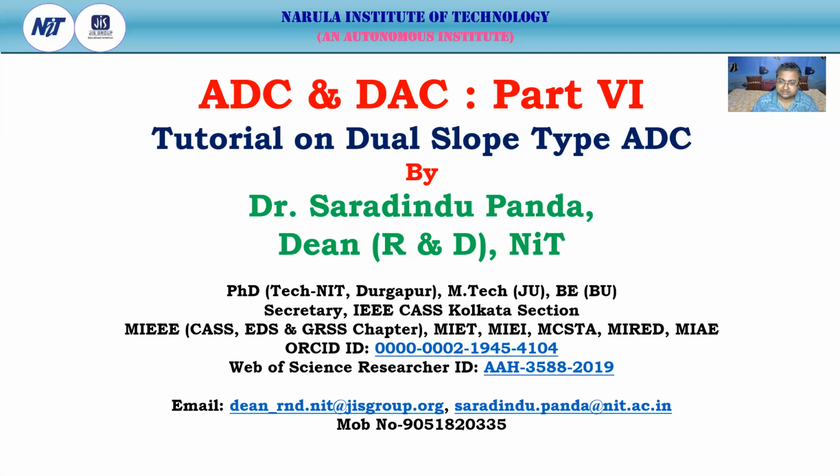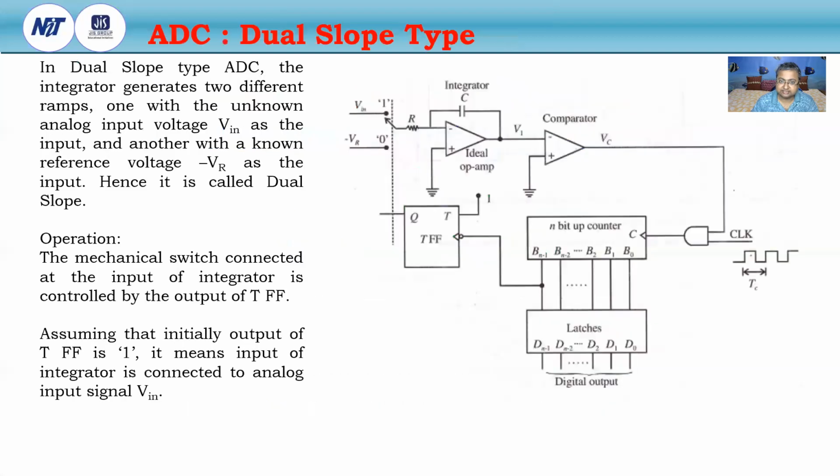Similar to the counter type ADC, the dual slope ADC has extra components like the integrator, one flip-flop, one latch, and, as before, the comparator, the n-bit up counter and the AND gate. So why is it called dual slope? Because there are two slopes: one is the negative slope and the other is the positive slope.